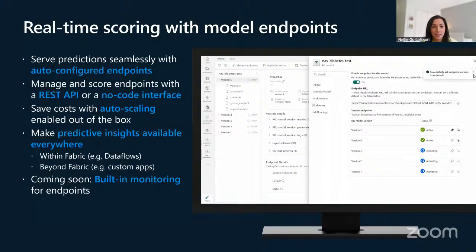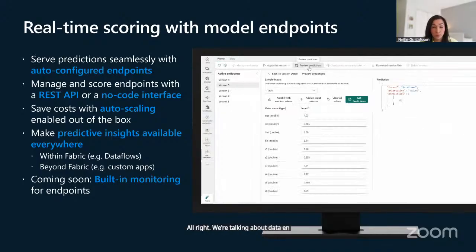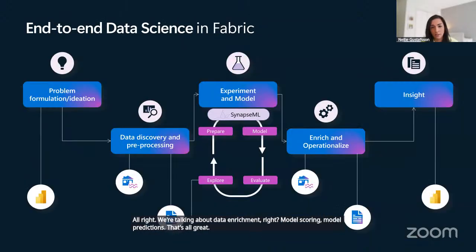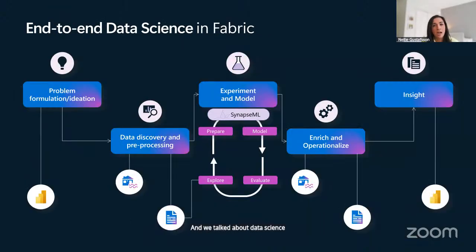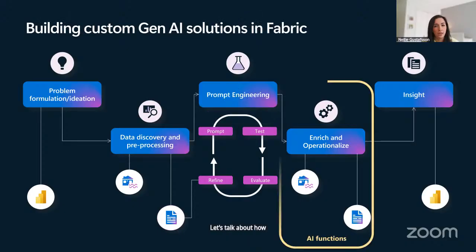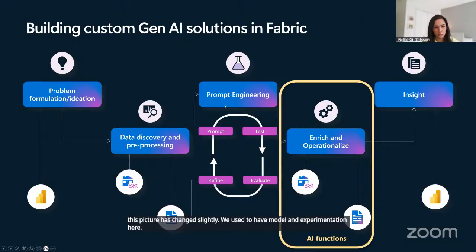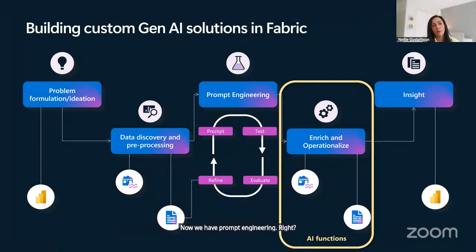All right. Now, we're talking about data enrichment, right? Model scoring, model predictions. That's all great, right? And we talked about data science and all of this. But how does this shift when we're talking about AI, right? Let's talk about how you can build with Gen AI in Fabric. So now if you notice, this picture has changed slightly. We used to have model and experimentation here. Now we have prompt engineering, right? Because we're going to talk about how Gen AI changes this picture.